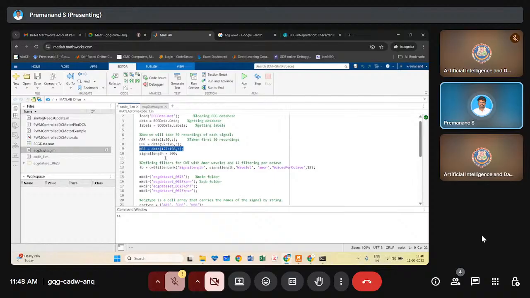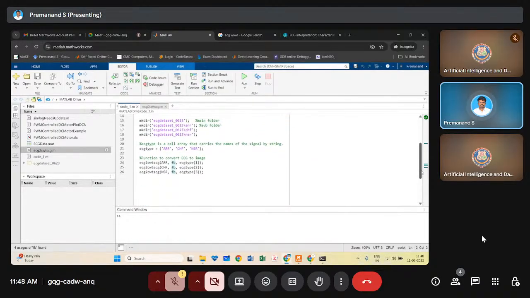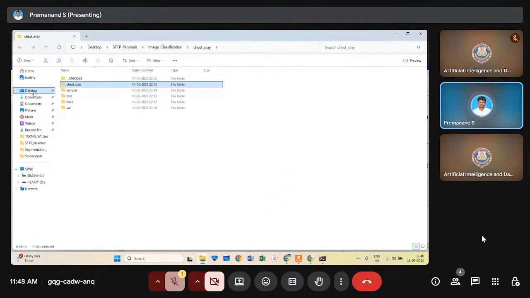Okay, so the signal length I'm finalizing as 500. This 500 comes from the device specification, so based on the device I'm finalizing the value as 500. Now here we'll be introducing the concept called CWT. Here only we will be converting the signal into an image. All this information will be stored in separate folders: ARR, CHF, and NSR.